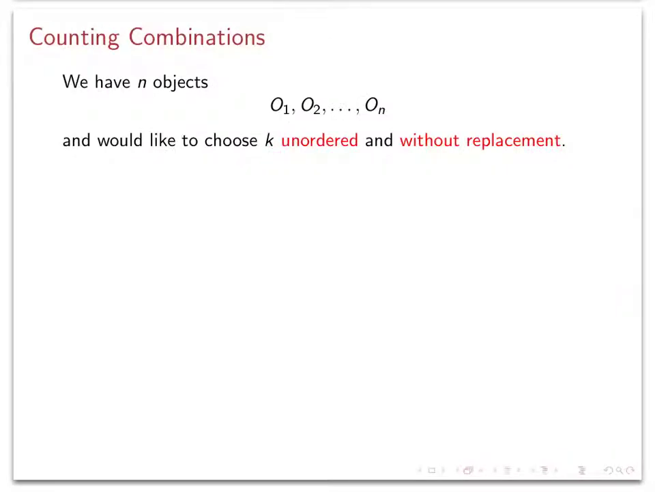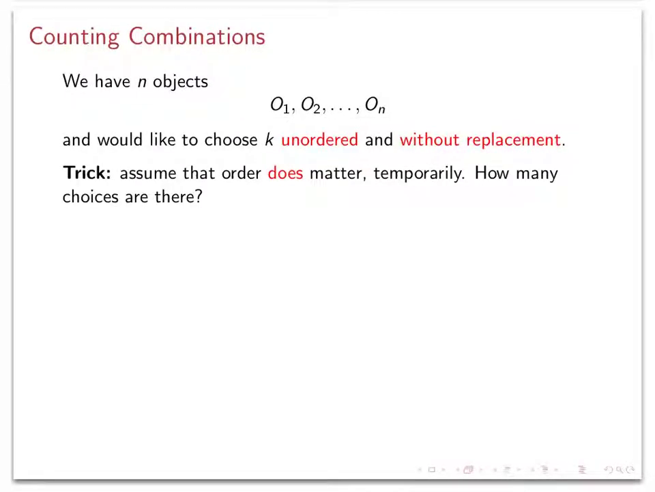The same trick works for a general n and k. Suppose now we have n objects, O1 through On, and we would like to make k unordered and without replacement choices. That's a combination where we have n objects and k choices. Assume again that the order temporarily does matter. How many choices are there? We already saw this in our previous lecture, and the answer is n permute k, which is n factorial by (n minus k) factorial.